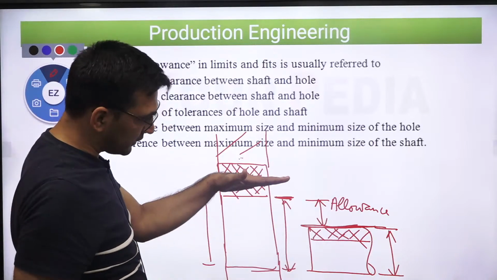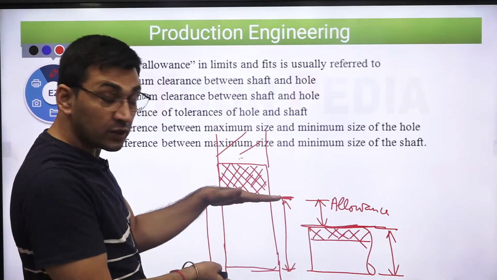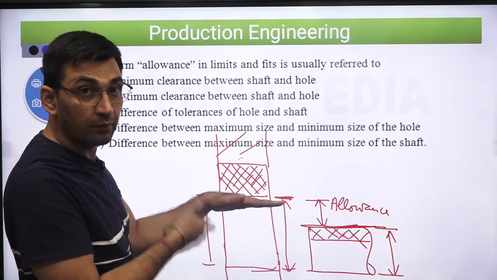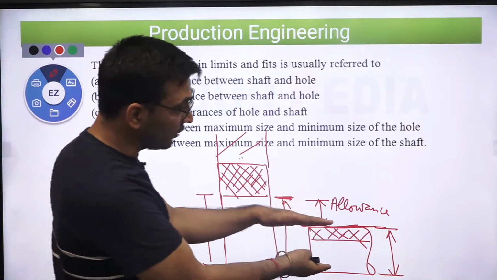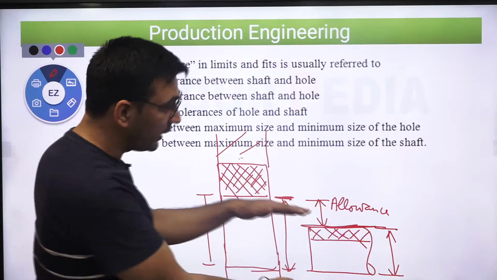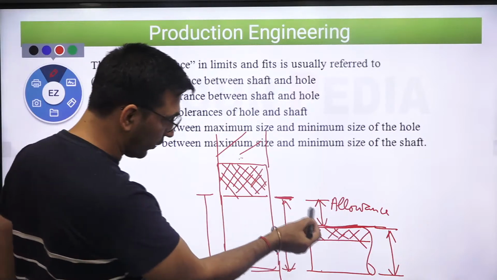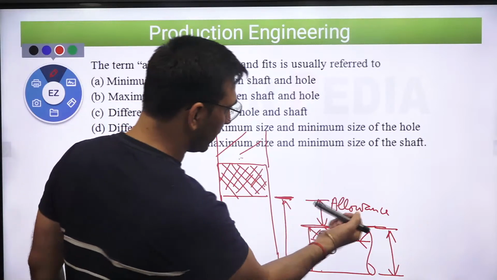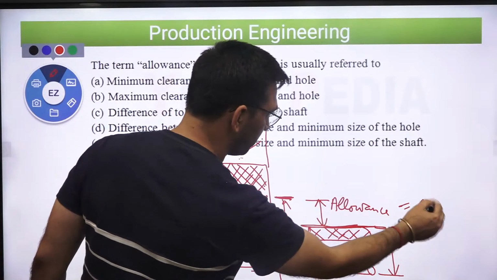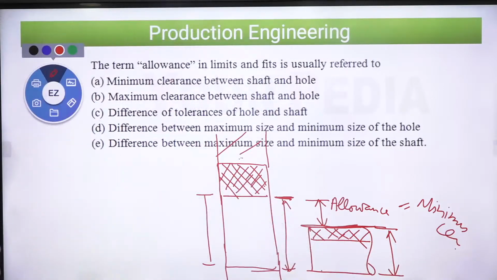मिनिमम क्लियरेंस कब आएगी, सबसे छोटा होल सबसे बड़ा शाफ्ट। So when you are having the smallest hole it means maximum material is over there, and when you have the maximum shaft, largest material is over there. So smallest hole, largest shaft, तो largest shaft यहां से लेके यहां तक होगा, smallest hole यहां से होगा, तो क्या होगा ये, this is the minimum clearance. So in this case you can say this becomes the minimum clearance, minimum clearance between shaft and hole. So the option is going to be A option, minimum clearance.